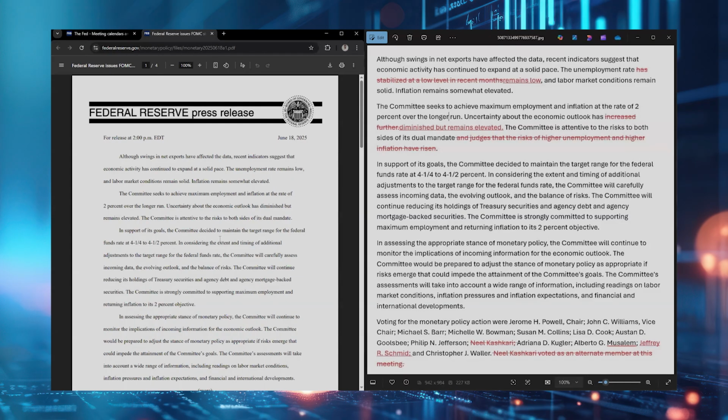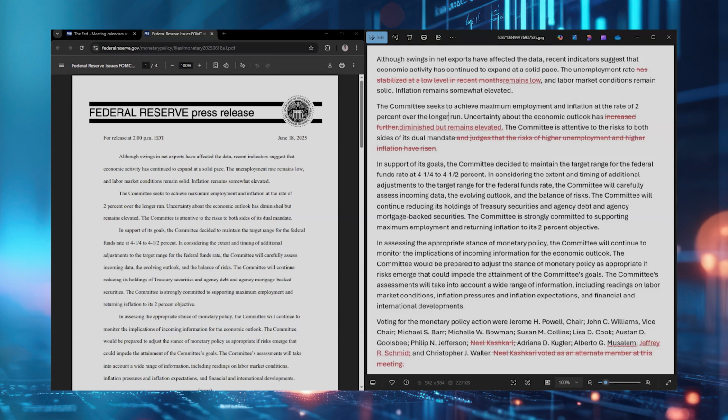The committee is attentive to the risks to both sides of its dual mandate, and that's it. They haven't said anything else. That's about it on this one. I think we can move to the next one.